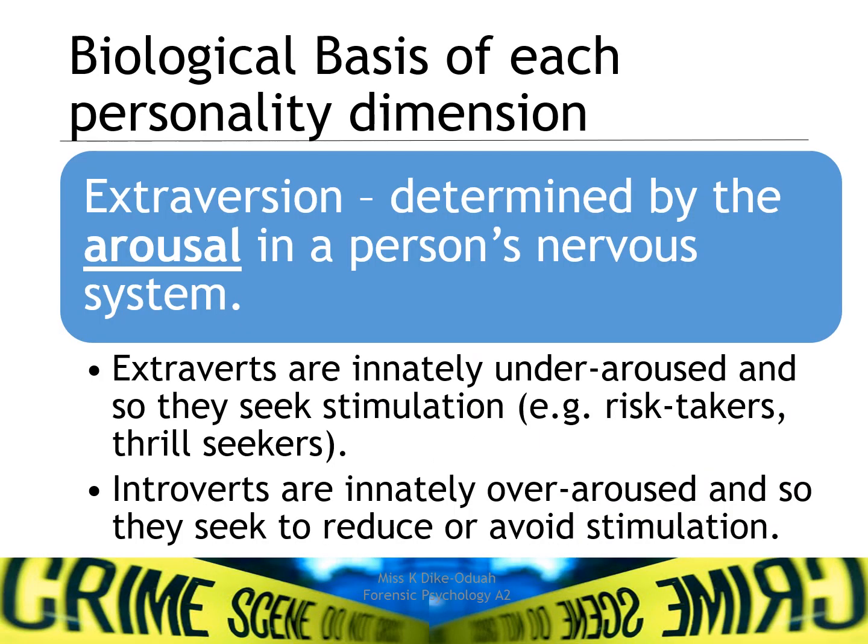Now, Eysenck says that every single personality trait has a biological basis, and we're just going to go over the biological basis for extroversion, neuroticism, and psychoticism. Extroversion is determined by the arousal in a person's nervous system, and it's argued that extroverts are innately under-aroused, so they would seek stimulation. For example, they will take risks and they will engage in dangerous behaviors. Introverts, on the other hand, are innately over-aroused, and so they seek to reduce or avoid stimulation.